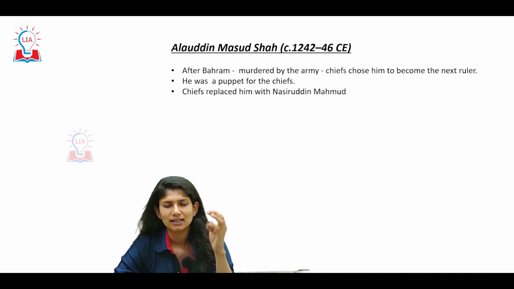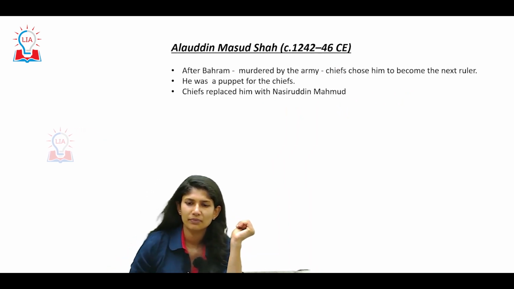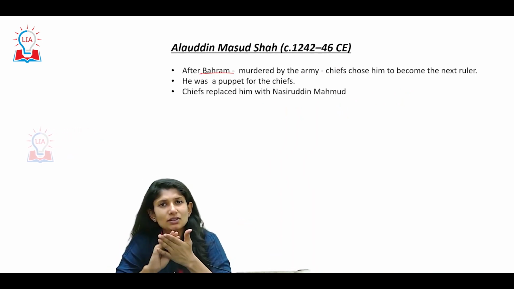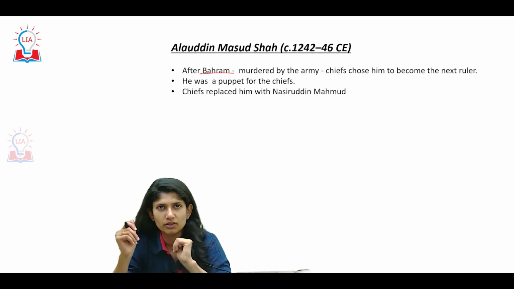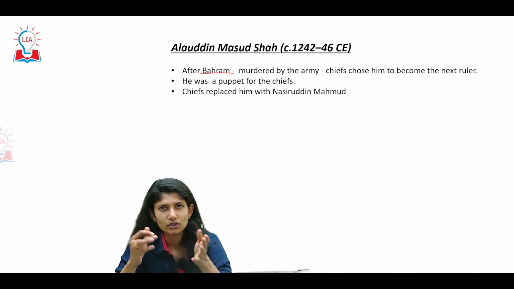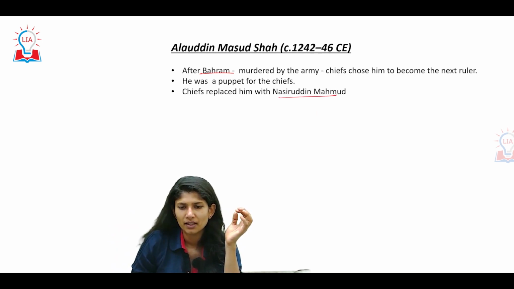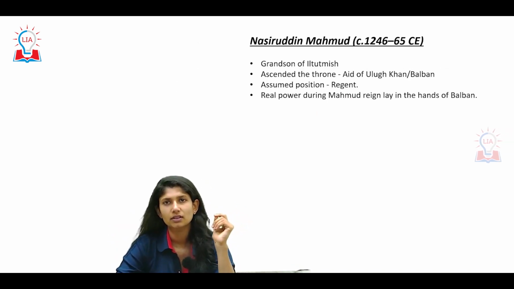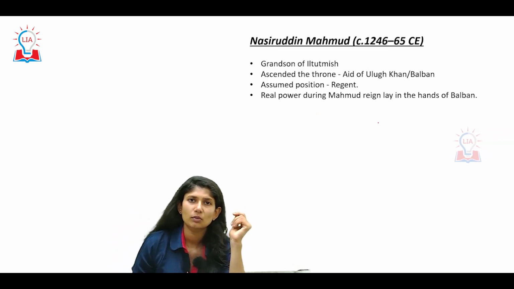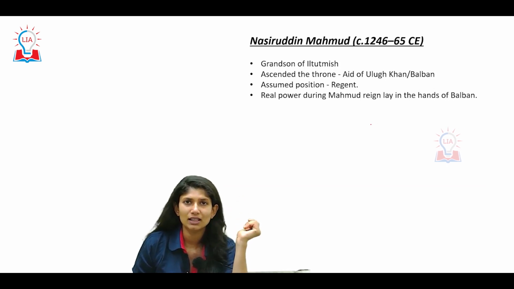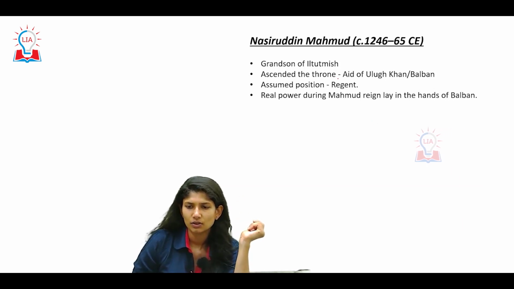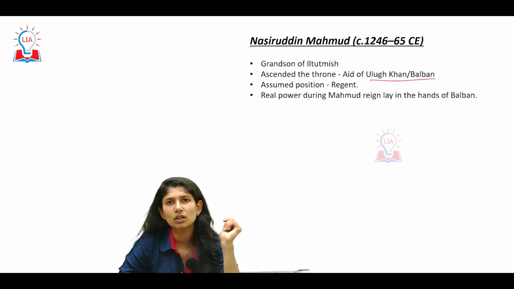The next is Masood Shah. He was picked because he was the ideal puppet for the nobles. Later on even he was replaced by Nasiruddin Muhammad. Nasiruddin Muhammad is the grandson of Iltutmish. Now look at this. He ascended the throne with the help of Ulu Khan or Balban, a very, very important person with respect to the slave or Ilbari dynasty.